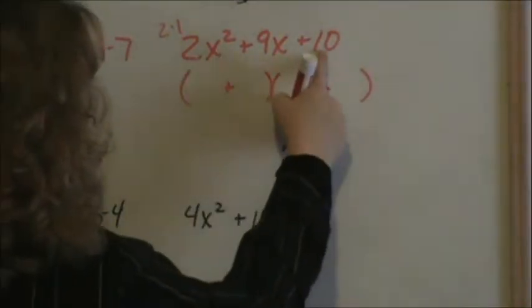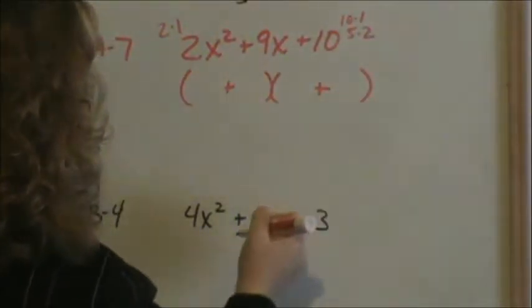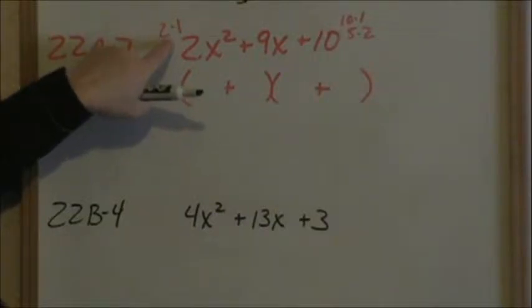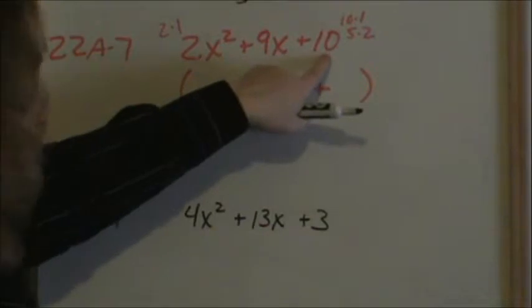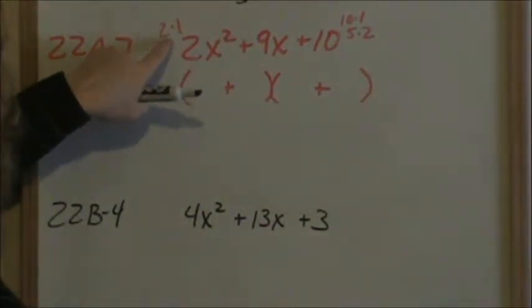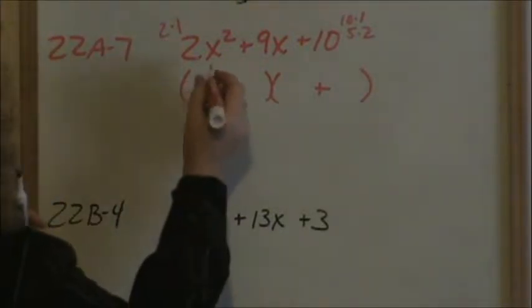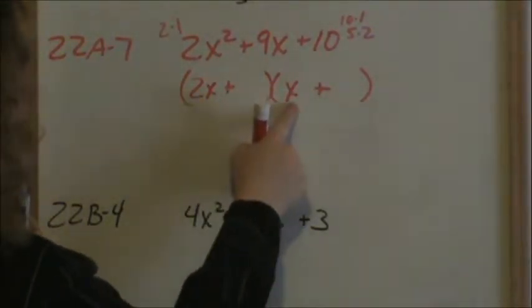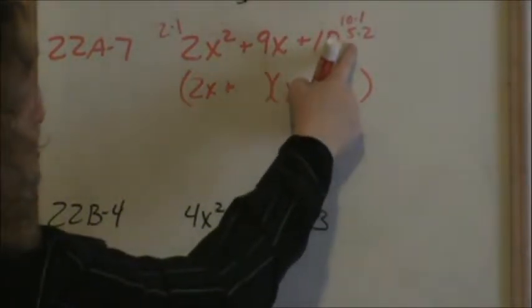I'm going to go ahead and jump over to the factors of 10. The factors of 10 are 10 times 1 and 5 times 2. Anytime I only have one set of factors, I do that one first. This coefficient gives me one set of factors. This whole number gives me two sets of factors. So I start with the one that has only one set. That means that one of these will be a 2x and one is an x, because 2 times x gives me 2x squared.